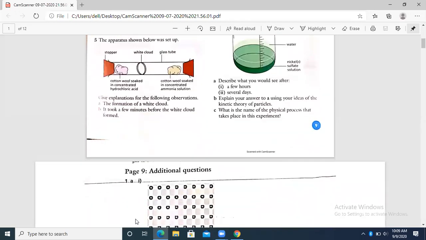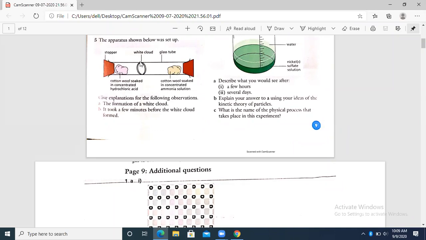Then they are asking us to give explanations for the following observations. So we want to give an explanation of how it is. They will ask some questions, and we want to give explanations. That is our duty. Okay, first question: the formation of a white cloud. So here, a white cloud is forming.